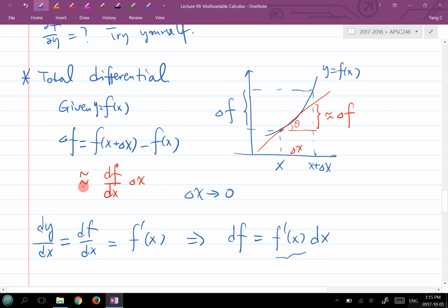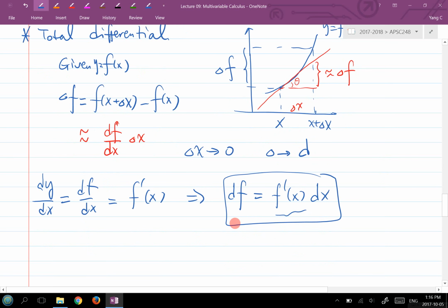What's the exact equal sign? When delta x goes to 0, the delta becomes a straight d. So you see, the delta becomes a straight d, so this will become df. That basically becomes this, so df equals f prime times dx. I'm just trying to reinforce the idea of the derivative here.